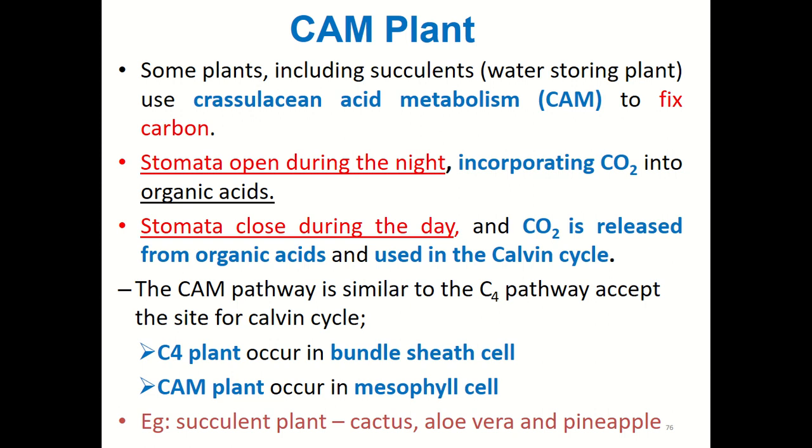So the CAM plant is similar to C4 plant, except for the site of the Calvin cycle, because in C4 plants it occurs in bundle sheath cells. Meanwhile, in CAM plants, the carbon fixation only occurs in mesophyll cells. There are no bundle sheath cells involved in CAM plants. Examples of CAM plants are cactus, aloe vera, and also pineapple.